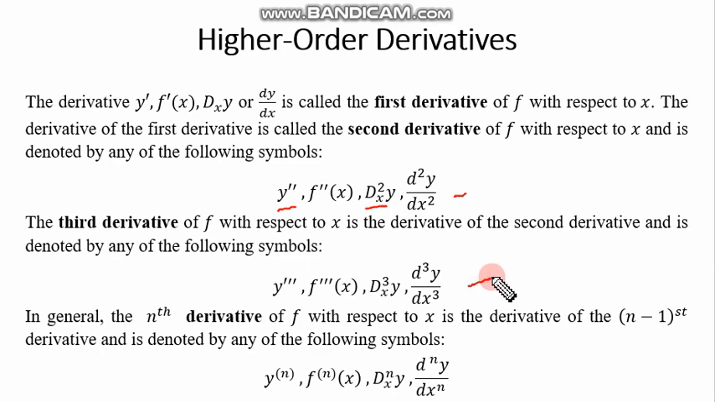This one. So generally, the nth derivative of the function with respect to x is the derivative of the n minus first derivative. The nth derivative is denoted by any of the following symbols, where n is the order of that certain derivative.